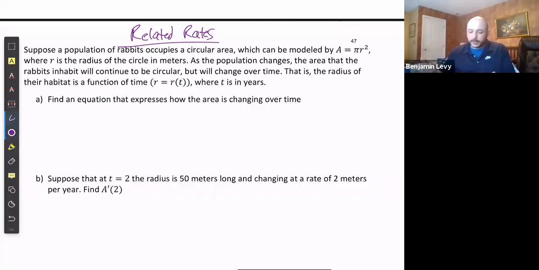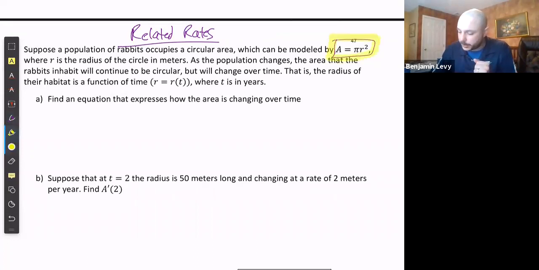And so the idea is, if we want to know the area they live in, it's a circle, and so we know the equation of a circle, pi r squared. But the radius is changing itself. And so in that equation, the radius is a function of time, right? And so that's what the second piece says. So we know the equation, but the radius is changing, right? It's changing over time, where t is years. And so we have this function.